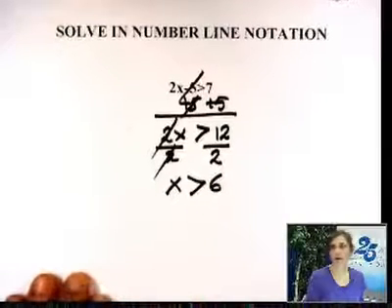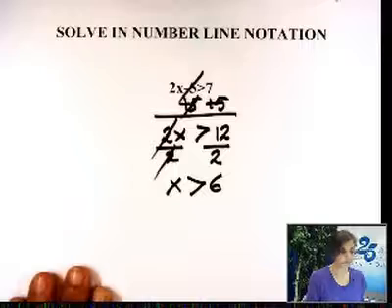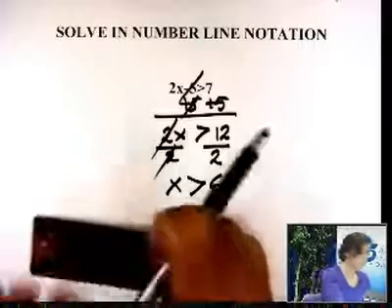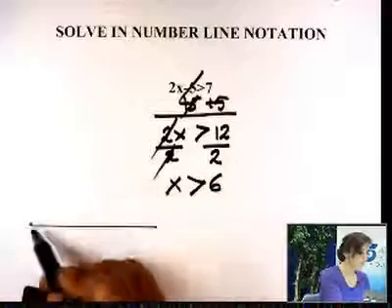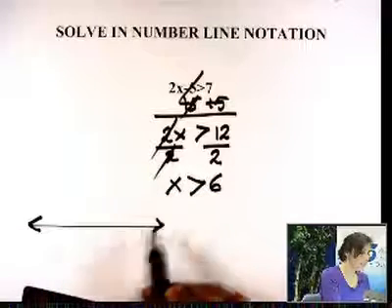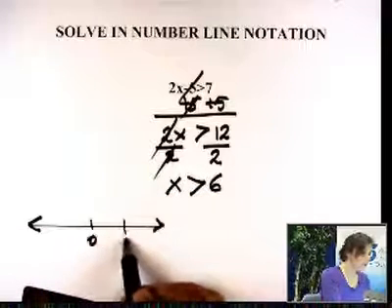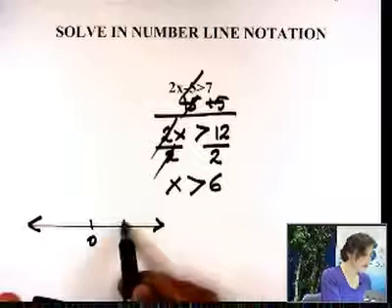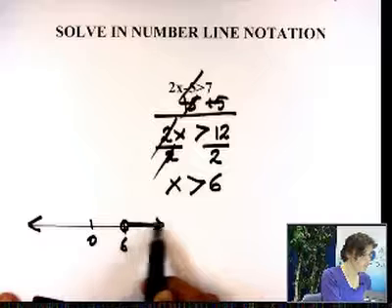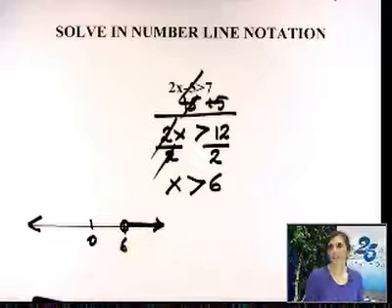How do I show that? In number line notation. Zero, here's 6. X is greater than 6. Open to the right. Very good.